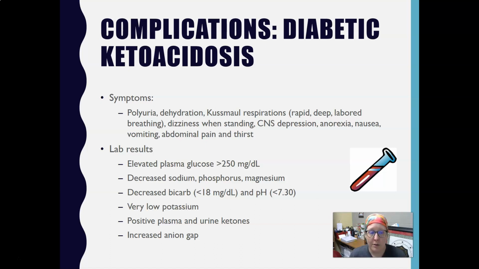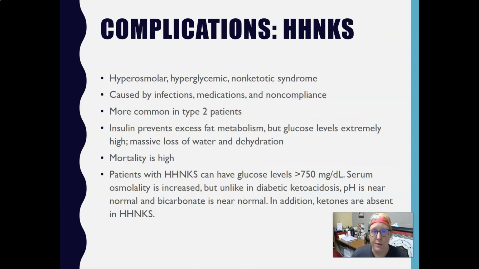And when you draw the blood and run the lab work, you will see a plasma glucose above 250, a decreased sodium, phosphorus, magnesium, and a really low potassium, a decreased bicarb, usually less than 18, and a decreased pH, less than 7.30, positive plasma and urine ketones, and an increased anion gap. These are all the hallmark lab work of diabetic ketoacidosis.